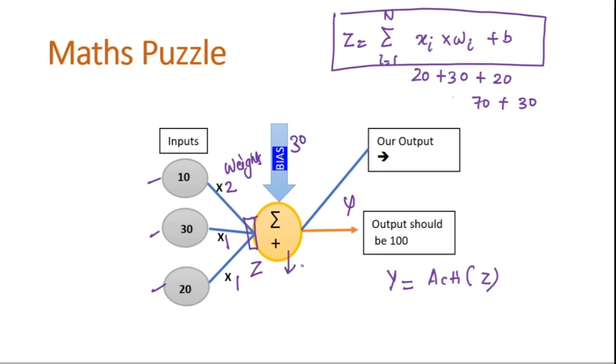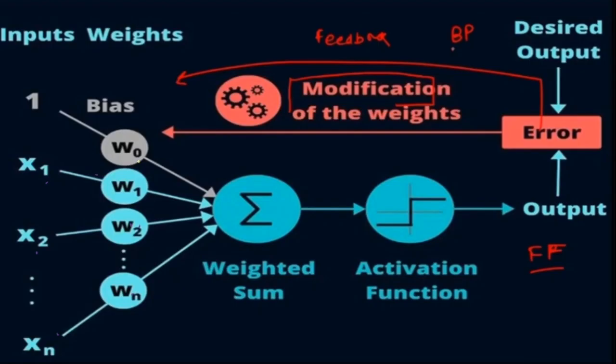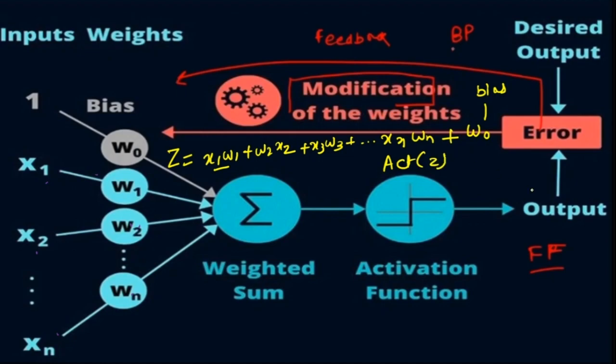What is an activation function? I have given you a brief, but to elaborate on the activation function I will upload the next video. As of now you have to remember this: the output of a single neuron would be Y equal to activation function of Z, where Z is X1 W1 plus X2 W2 plus X3 W3 plus up to Xn Wn plus W0, which is my bias. This would be the complete Z, and once it goes to the activation function it would be activation function of Z. So this would be my output.